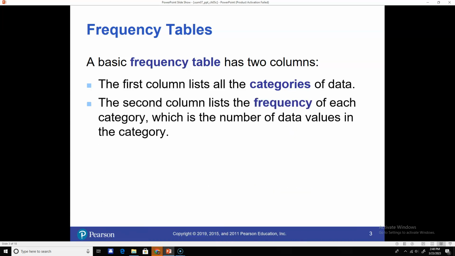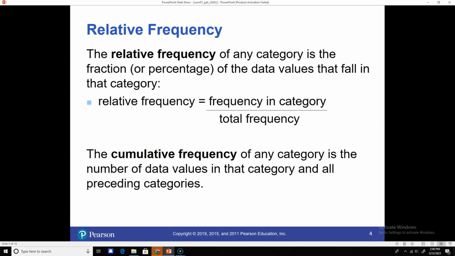So the second column is the frequency, which is basically just the count of each category that you're looking at. The relative frequency is a percentage, and that's just the frequency from your category divided by the total number of things. So if you had 4 red cars in a lot with a total of 10 cars, you would have 4 over 10, 40% relative frequency.